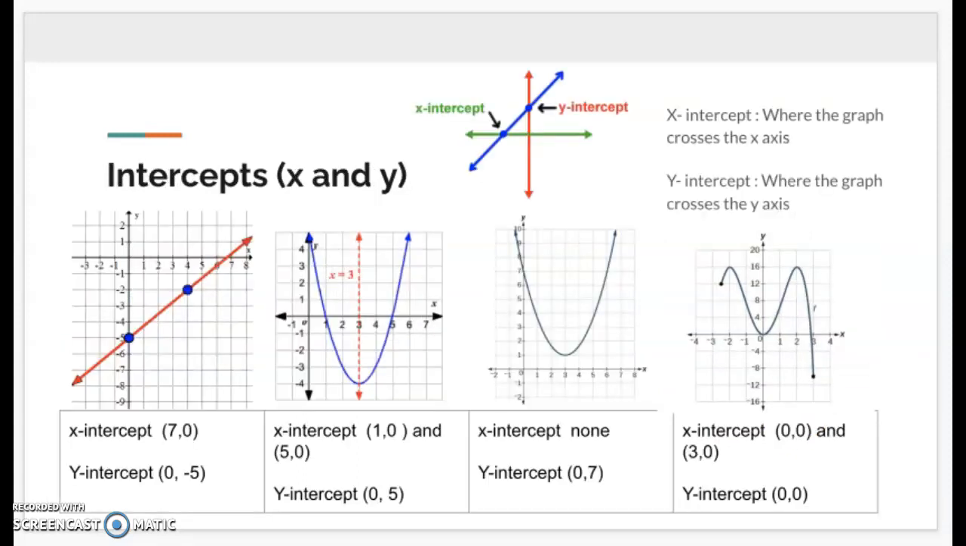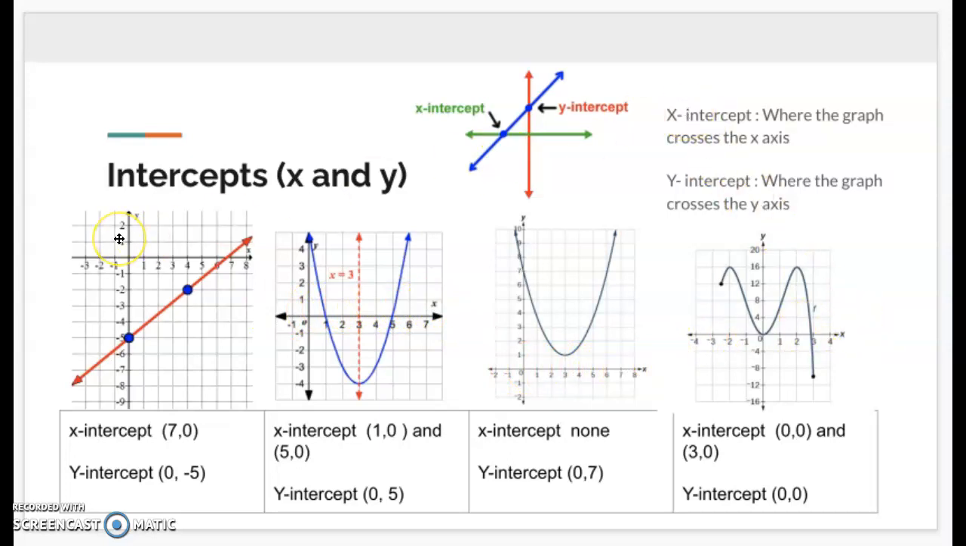Alright, we have x-intercepts and y-intercepts. An intercept is where the graph crosses that axis. So an x-intercept is any time it crosses this x-axis, this horizontal line. So this green line in this picture. So right here, this is that green line. Right here, this is that green line. Here's the green line. Here's the green line.